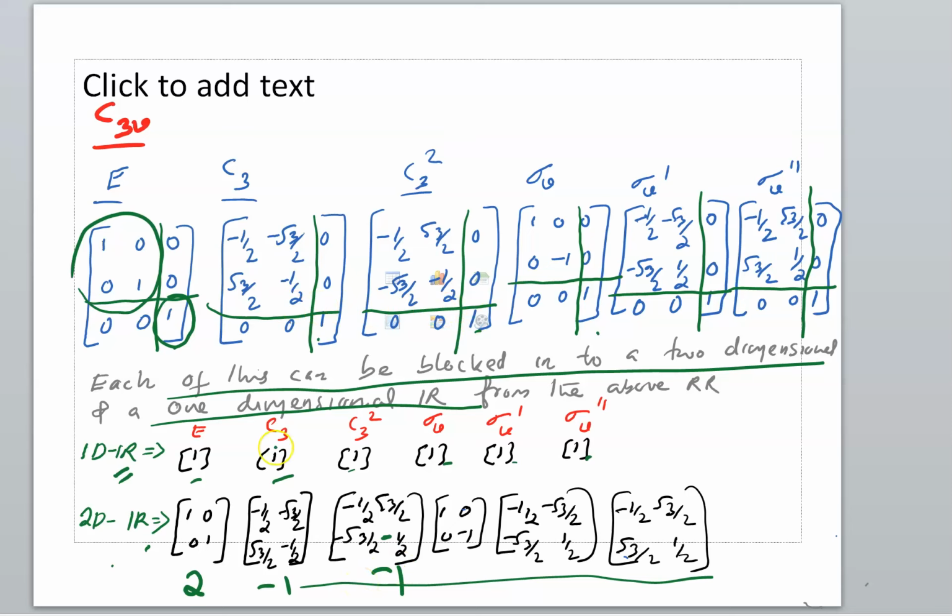Remind that C3 and C3² are in a particular class. They are conjugate elements, and the characters of conjugate elements should be the same. We have already studied that the characters of the elements in a class should be the same. Therefore, C3 is -1, and C3² is also equal to -1. And σv', σv'' are also in another class, so their characters should also be the same.